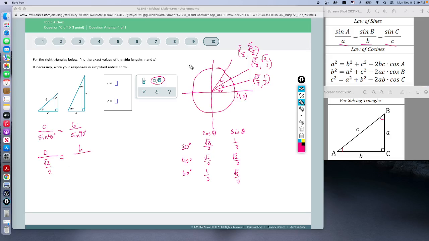Now I didn't get all the way to 90 degrees. 90 degrees is here. The y coordinate of this point is 1. The x coordinate is 0. And so at 90 degrees we get cosine is going to be 0, sine is going to be 1. And I guess there's one more I could have snuck in here, 0 degrees. Let me move this part up. Cosine is going to be 1, sine is going to be 0.